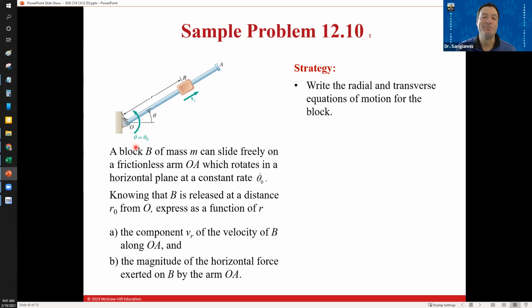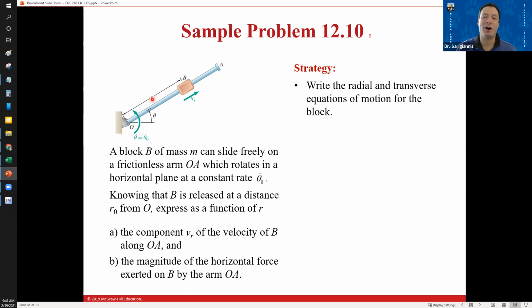The arm is rotating in the horizontal plane at a constant rate, theta naught dot. It rhymes. Theta dot naught or theta naught dot. All right, knowing that B is released at a distance R naught. It's not shown, but it's at a different radius. B is released at a distance R naught from the origin.